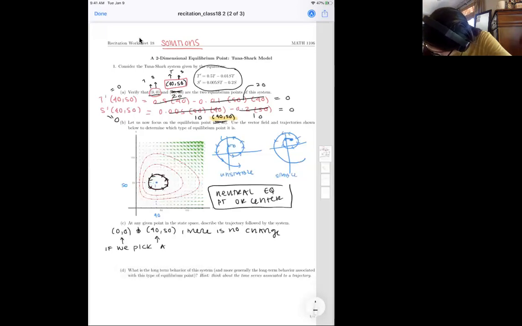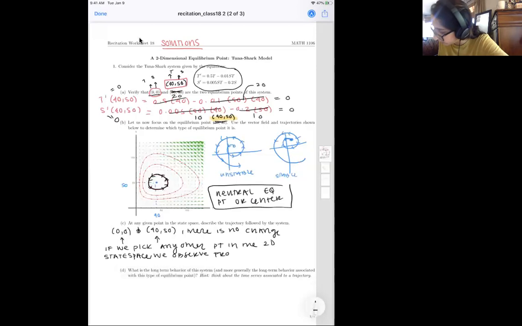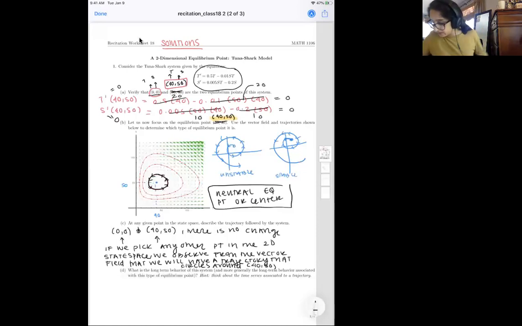On the other hand, if we pick any other point in the two-dimensional state space, we can observe from this vector field generated by the equations T prime and S prime that we will have a trajectory that circles around 40, 50.